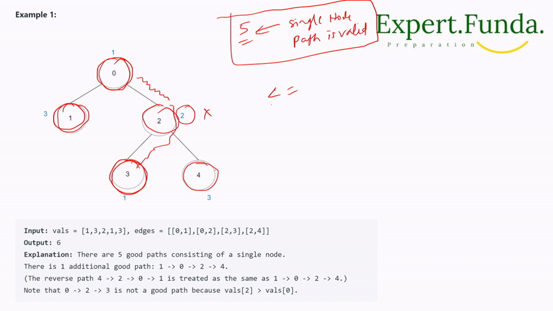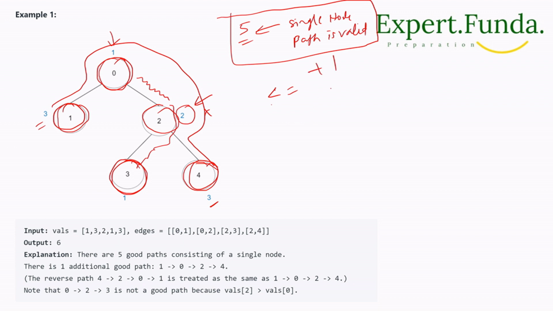This 3 we have, and here also we have 3, right? In the blue color you can see. So we'll move like this and we'll check this path, right? In between, 1 is coming, that is less than or equal to, and 2 is also coming less than or equal to 3. So this is a valid path.